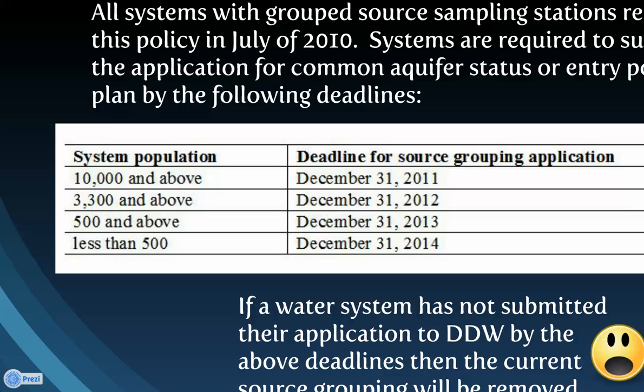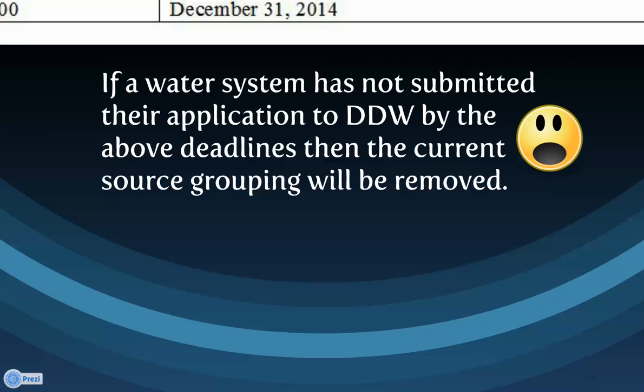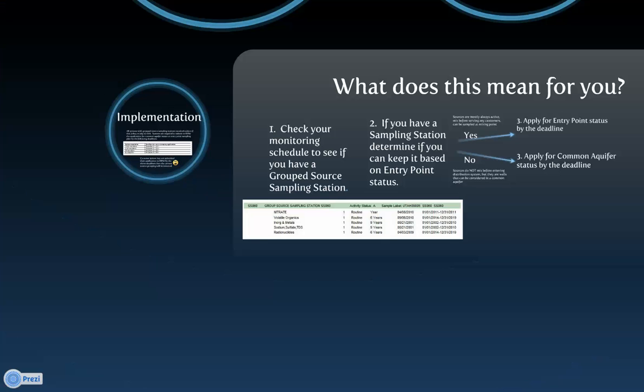So if you miss your deadline and you don't submit your application, what happens? Well, we take away the group source sampling station. Sorry, that's hard to say over and over again. Anyway, you lose your groupings, and what that means is that you have to take your nitrate, your inorganic metals, your VOCs, your pesticides, your RADs at each individual source location. So it just multiplies the time, work, and money that you have to put into this chemical sampling, which is not good.